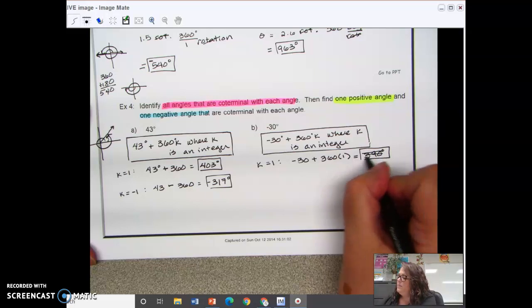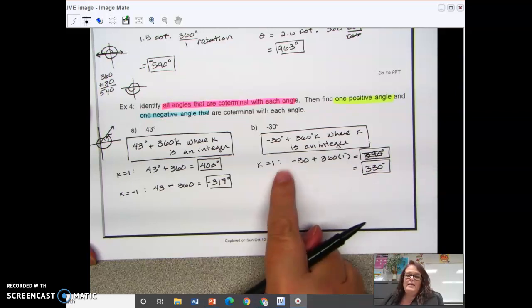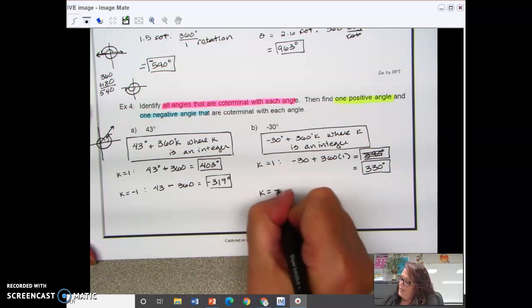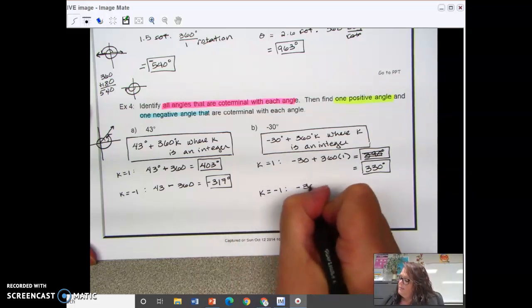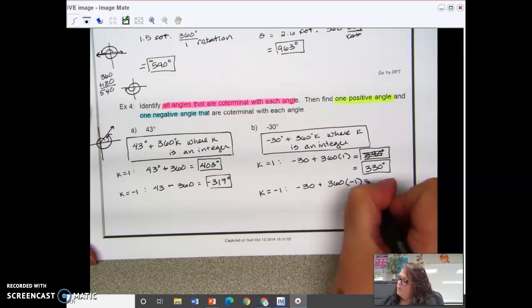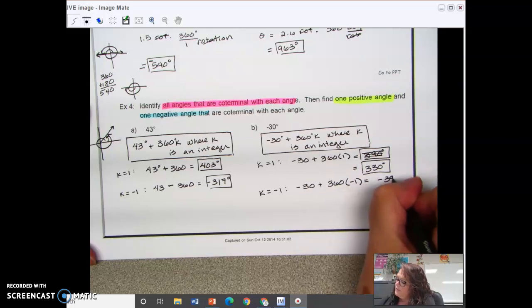Did that incorrectly, my apologies. That would be 330 degrees. There we go, because that was negative. I accidentally added together instead of subtracted that 30. Okay, and then if we let k equal -1, then that's going to be -30 plus 360 times -1, which gives me -390 degrees.